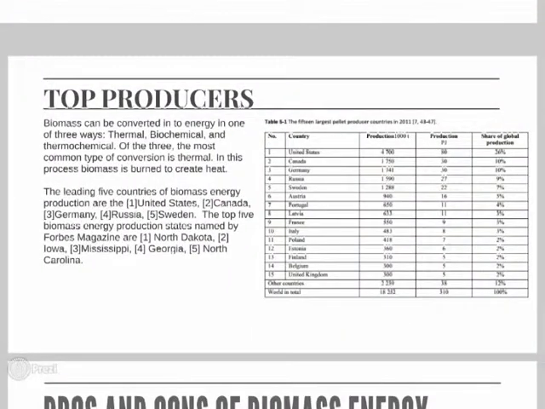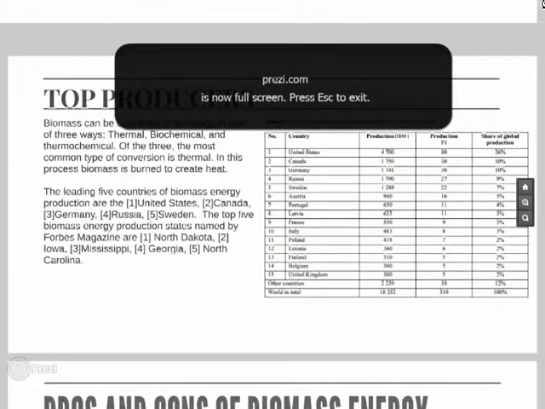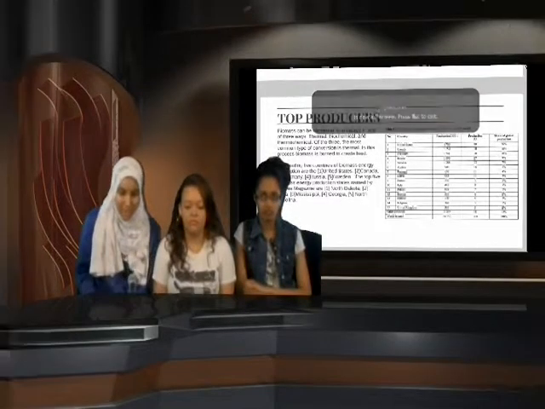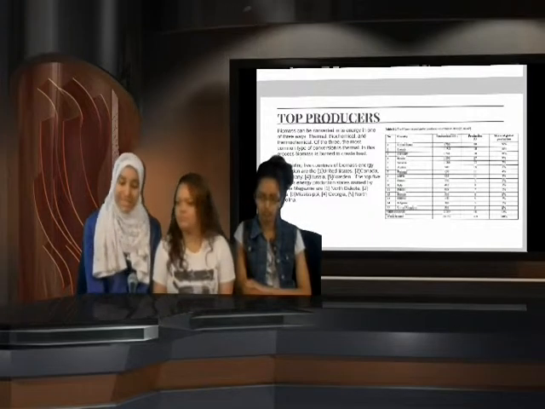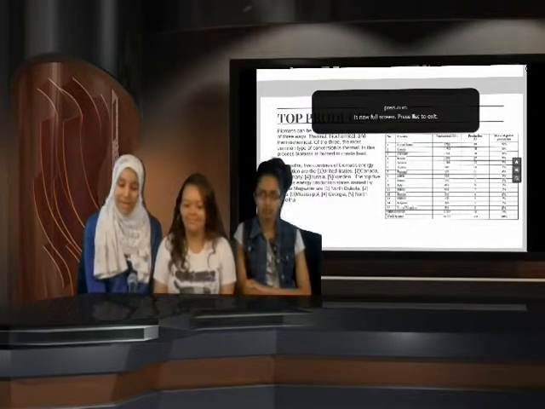Top producers. The leading 5 countries of biomass energy production are 1. The United States, 2. Canada, 3. Germany, 4. Russia, 5. Sweden. The top biomass energy production states named by Forbes magazine are 1. North Dakota, 2. Iowa, 3. Mississippi, 4. Georgia, 5. North Carolina.